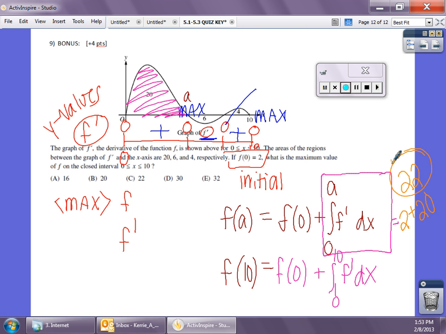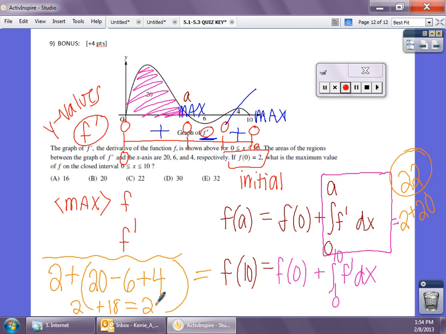So I'm going to actually do this backwards. F of 0 was 2 plus the integral is what I'm going to put in here. So the net signed area would be the positive 20 because it's above the x-axis, the negative 6 because it's below the x-axis, and then the positive 4 because it's above the x-axis. So we get 18 plus 2, which makes 20. We're looking for a maximum. 22 is greater than 20, therefore the answer is 22. And that actually happened on the interior point at A. So there are all the multiple choice problems from your quiz.